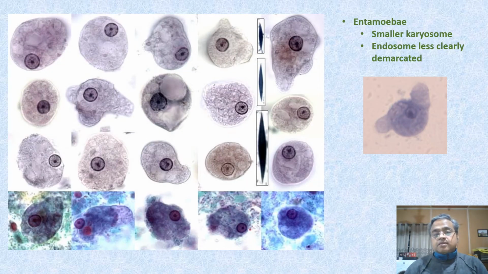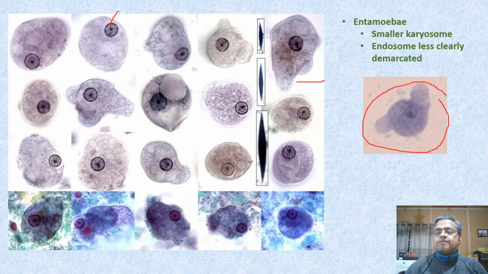So is it an entamoeba? It could be. See the varied morphology in this panel from the net. But the karyosome of the entamoeba is very small, and the pseudopodia formation less clearly demarcates the endosome region, in contrast to what we see in this parasite, which we have in our smear.